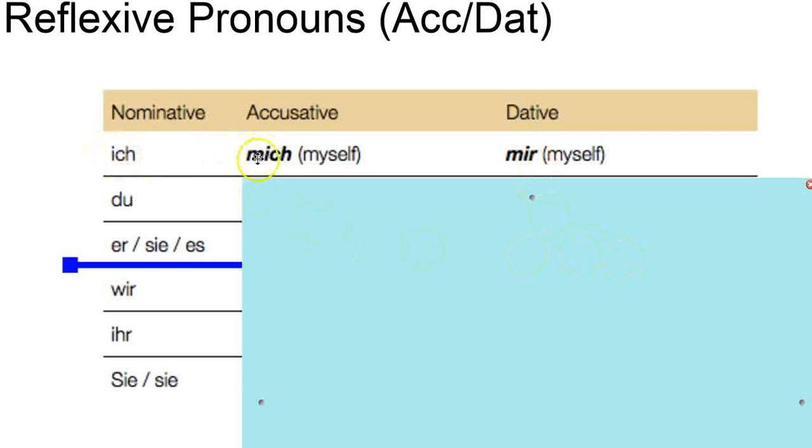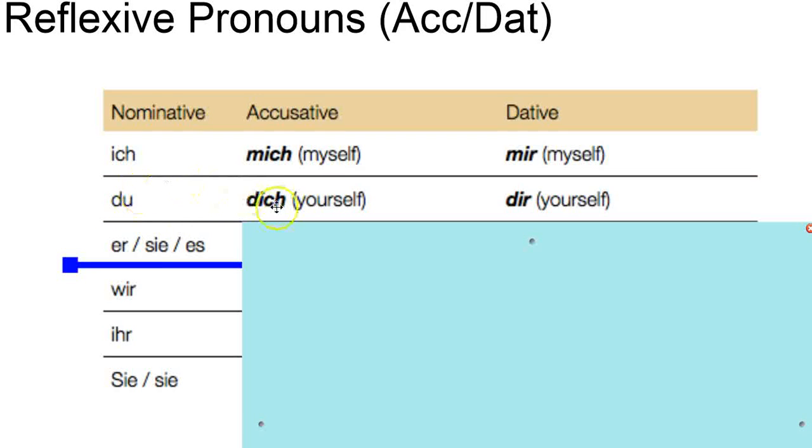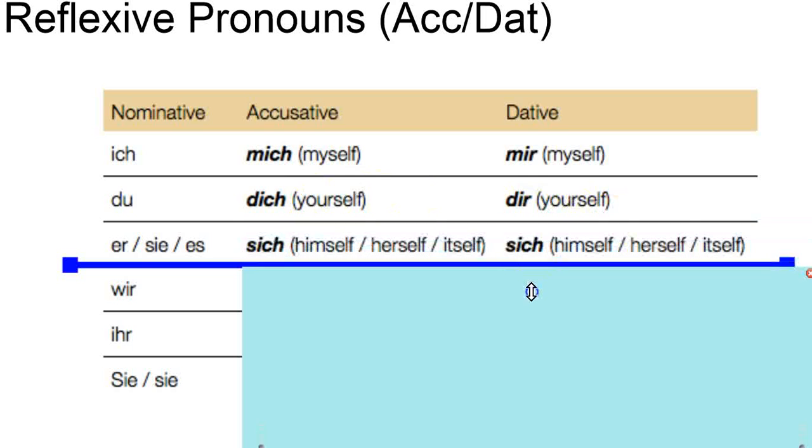So ich, mich, mir. For you, du, dich, dir. Now, these also look like the personal pronouns. So it depends on the verb. The verb totally determines whether or not it's reflexive or not. So we've already seen these with like ich liebe dich, ich gehe mit dir. So we've already seen this just as personal pronouns. This is where we really start to see the reflexive.